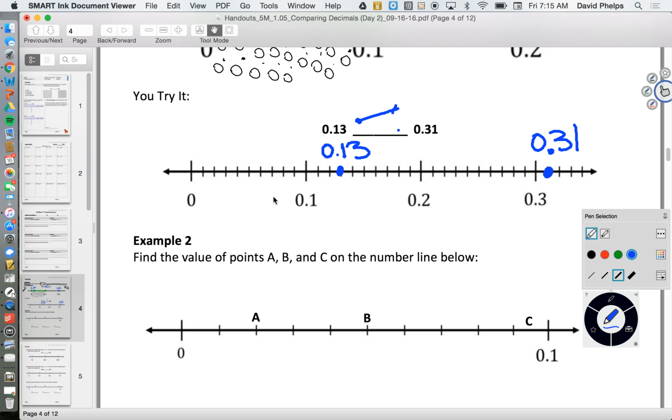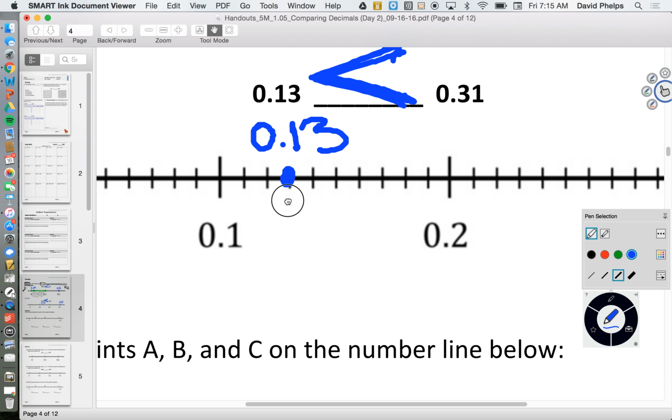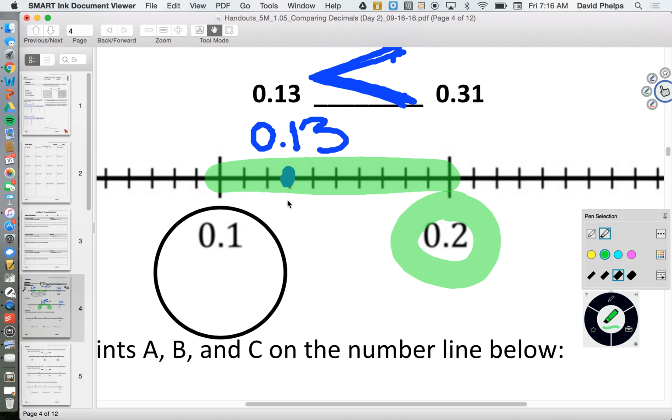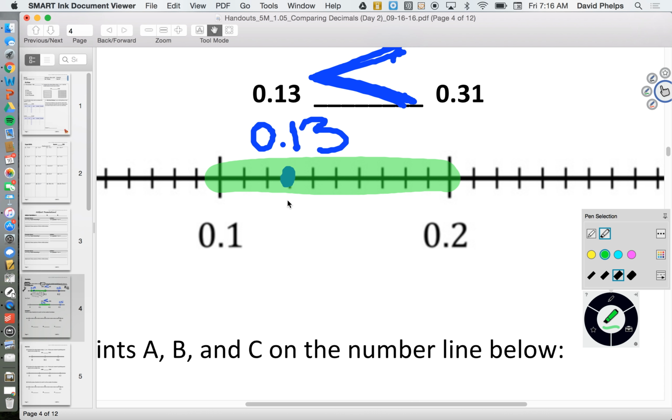If you figured out the answer that I have on the board, you're on the right track. 0 and 13/100ths is less than 0 and 31/100ths. You can see, once we zoomed into our number line, between 0 and 1/10 and 0 and 2/10, we have 10 spaces. And they have to take up a total of 1/10, because there's 1/10 between this and this. So each space is worth 1/100th. So we can just count from 1/10: 1, 2, 3 spaces. And that would be 0 and 13 hundredths.